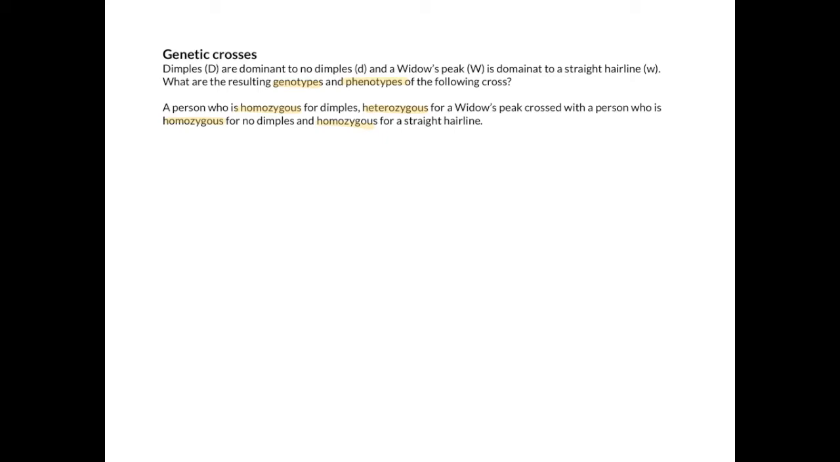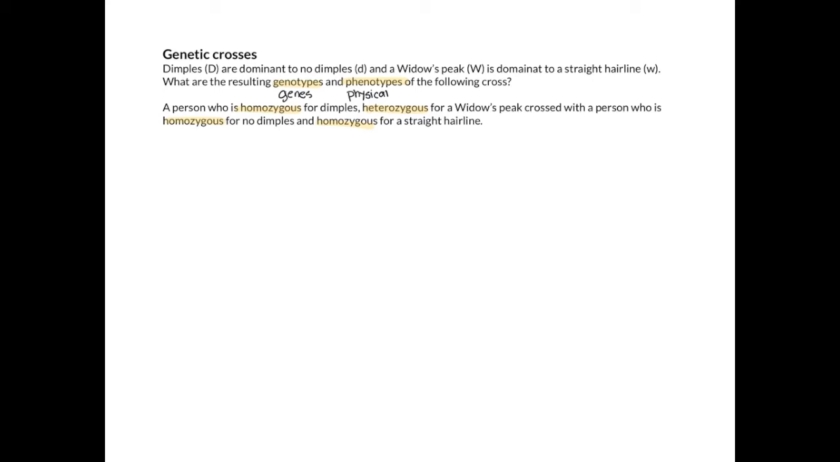So first, let's go over what those terms mean. A genotype is the actual genes that a person has. So in this case, that would be, for example, a large D for dimples. The phenotype is the actual physical features that a person exhibits when they have certain genes. So an easy way to remember this is how they start. A genotype is for the genes, and a phenotype is for the physical characteristics.